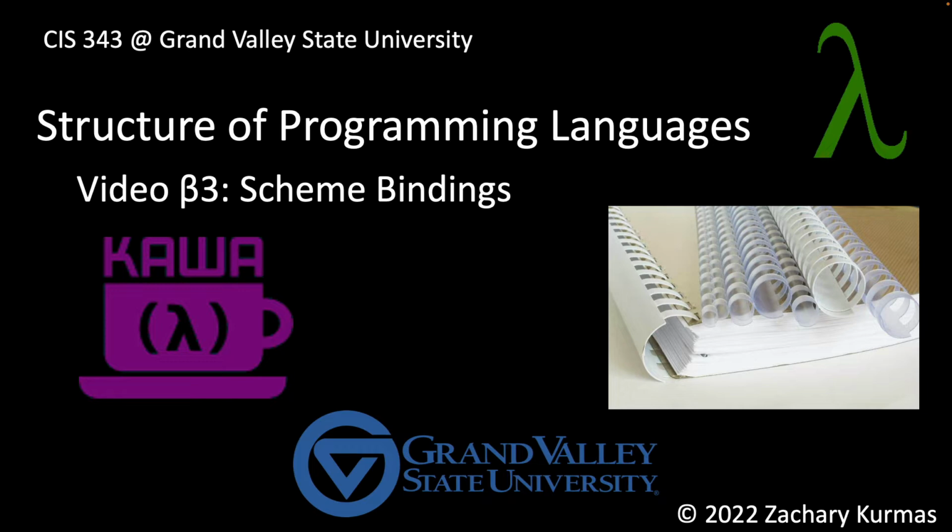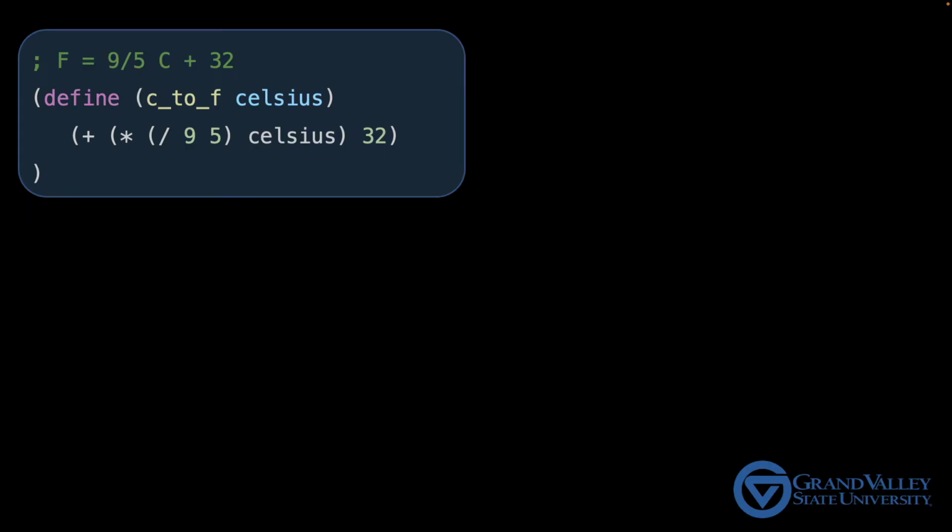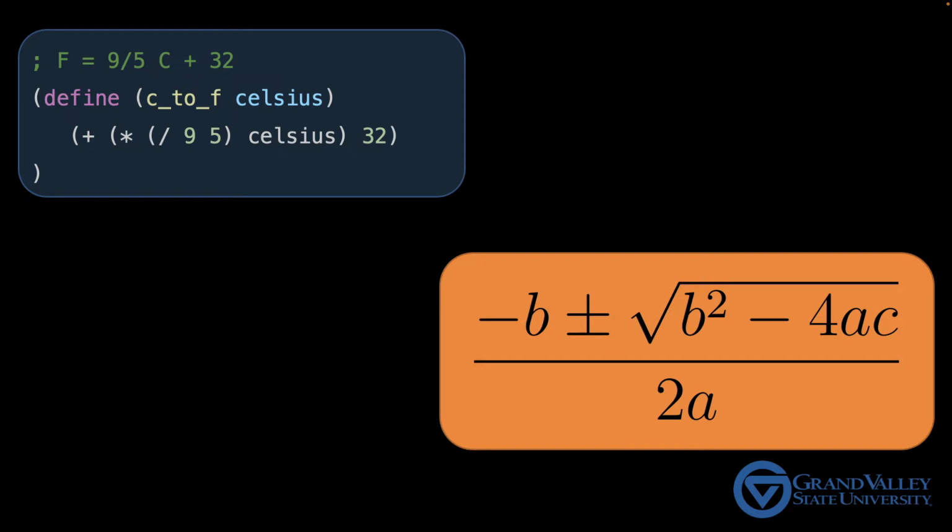In the last video, we wrote a simple function to convert Celsius to Fahrenheit. This function only had one line of code, so this time let's write something a little more interesting. Let's write a function that uses the quadratic formula to calculate the roots of a quadratic equation.